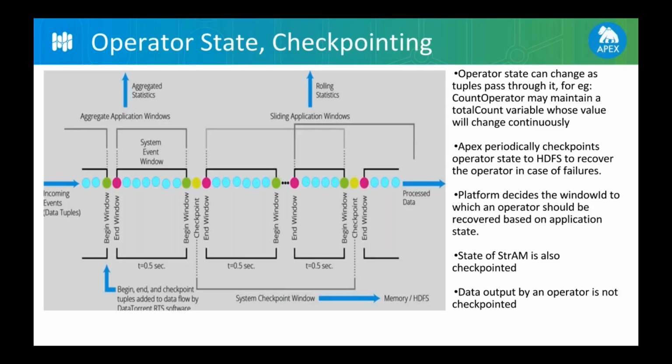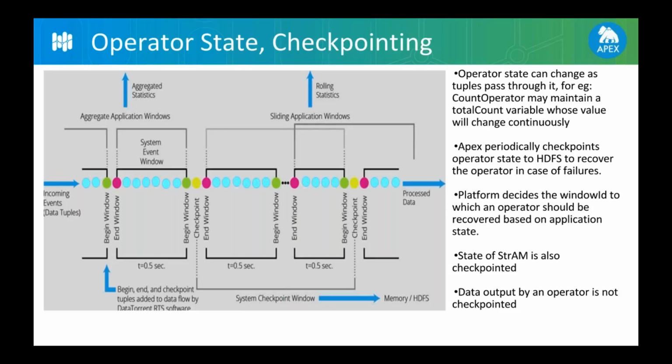So it could be the case that the downstream operators in our application are actually lagging behind the upstream operators, because the downstream operators might be performing some heavy tasks and might be a bit slow. So in that case, if any of the upstream operators dies, we want to ensure that there is no data loss in case there is a failure, right? So the platform decides the window ID from which an operator should restart in case there is a failure. I would cover this topic in the next slide, so we'll look at that time.